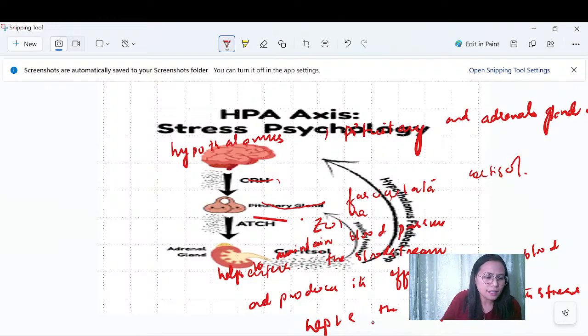When cortisol becomes high, it sends a signal back to the brain. It inhibits both the hypothalamus and the pituitary gland. This prevents excess cortisol production. So the HPA axis works like a command chain. The hypothalamus sends a signal to the pituitary gland to release the ACTH hormone. ACTH stimulates the adrenal cortex, and finally the adrenal gland releases cortisol.